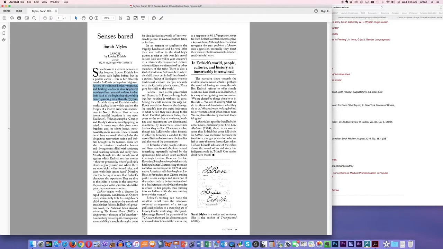A story of traditional justice, vengeance and healing. La Rose is also a cohesive weaving of intergenerational stories that links back to the beginning of a writing career spanning more than 30 years. You can see that the sub-editor or editor of the book review has drawn a pull quote out here. In Erdrich's world, people, cultures and history are inexplicably intertwined, and that actually comes from this sentence down here.